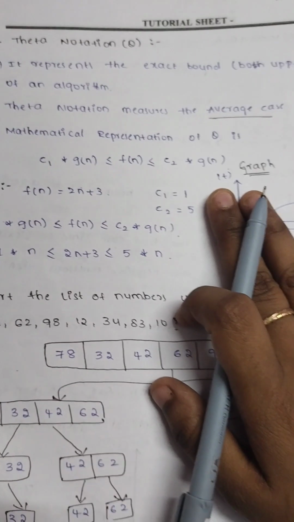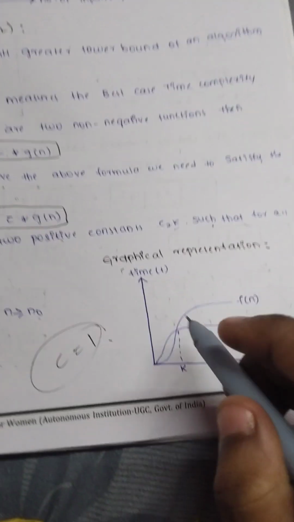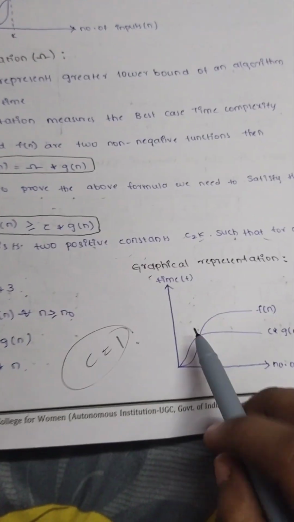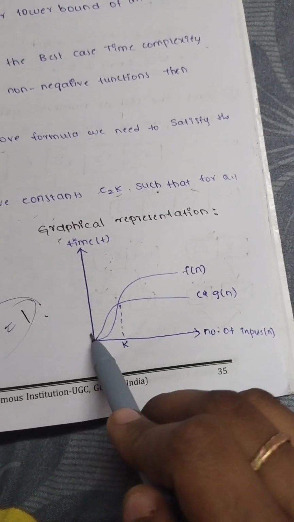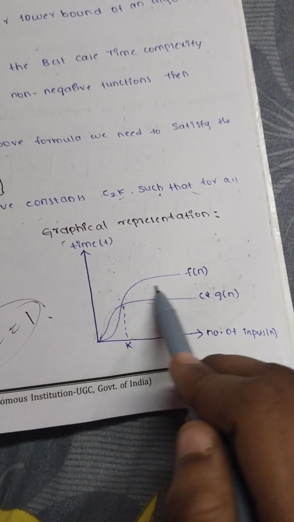Next, coming to theta notation. Here is the graphical representation for omega notation: time versus number of inputs, with c into g of n and f of n.